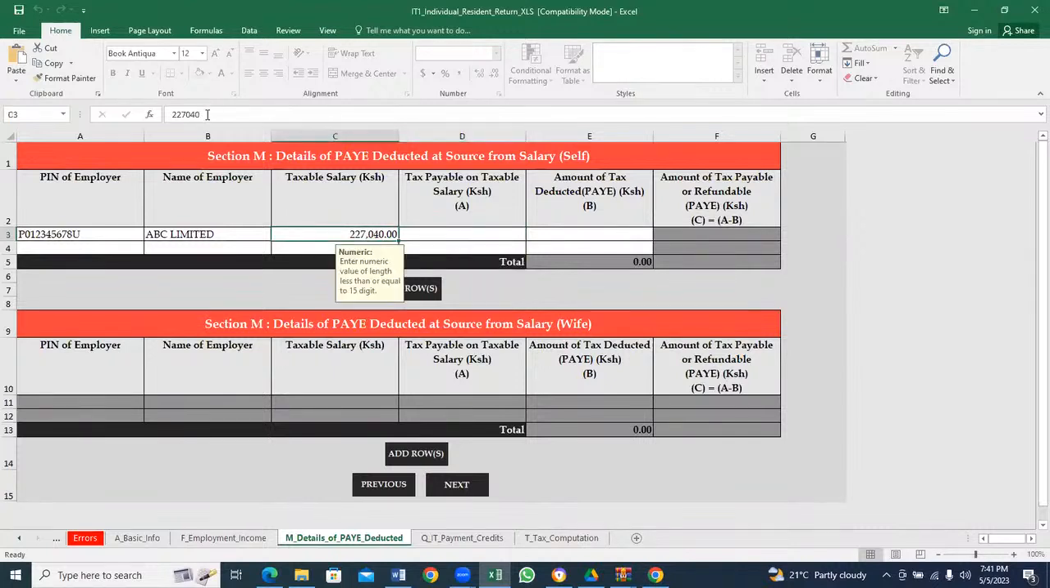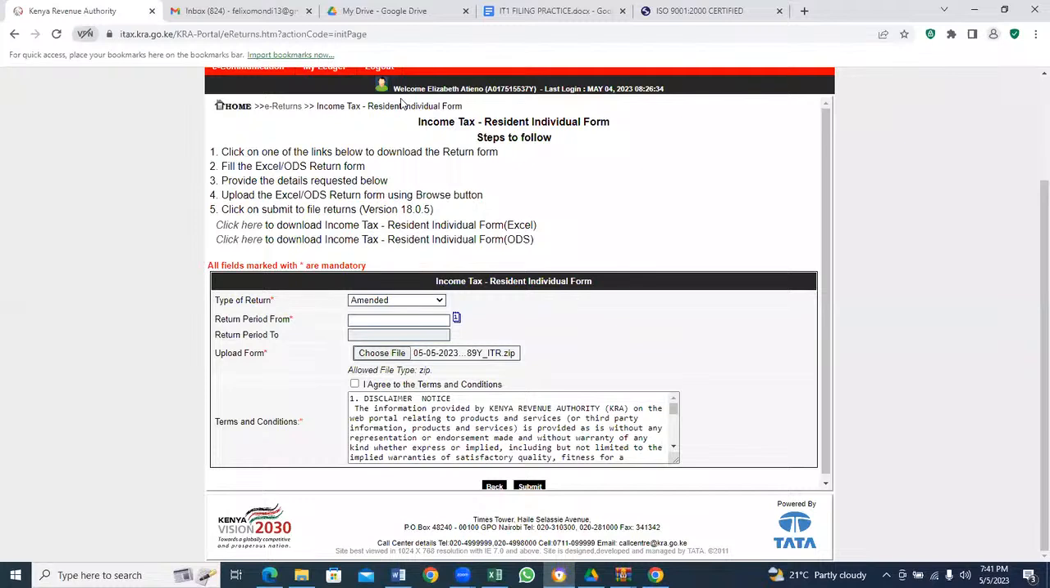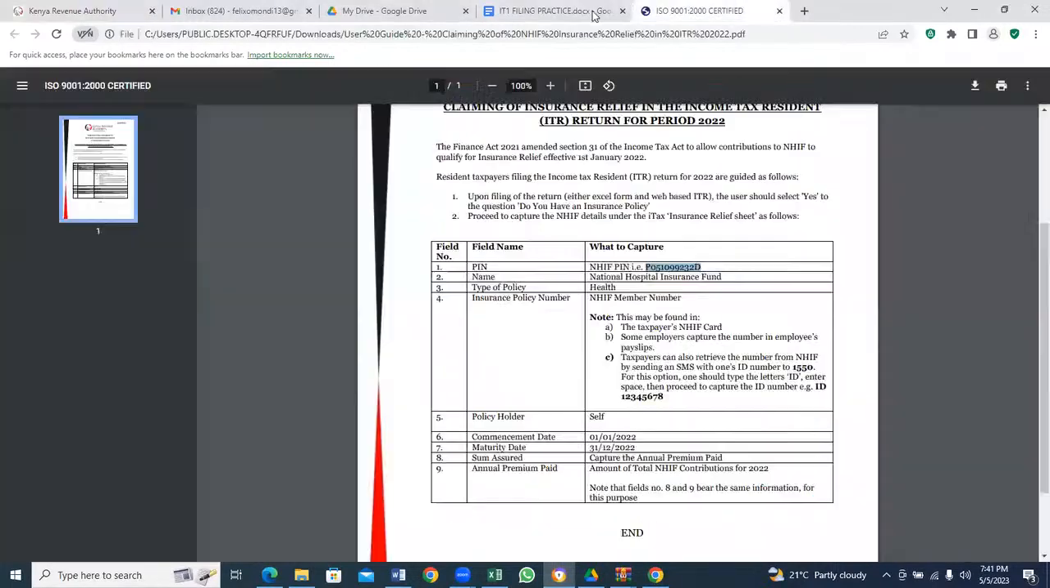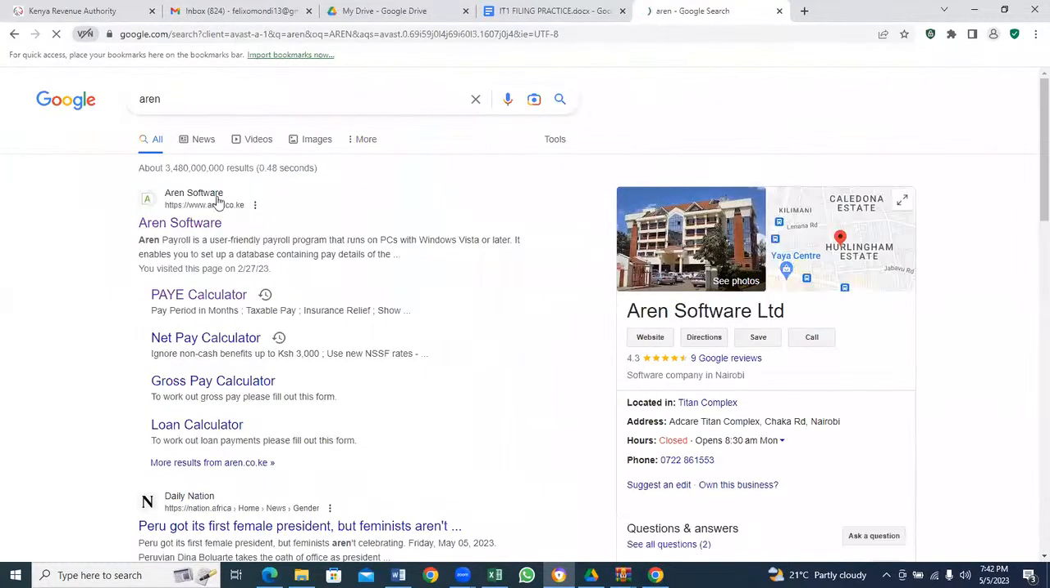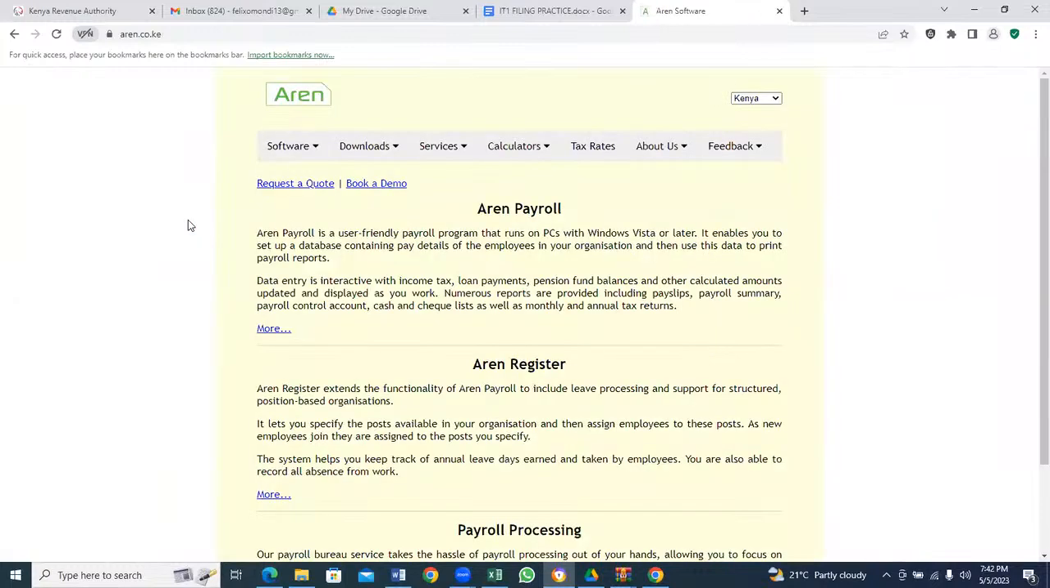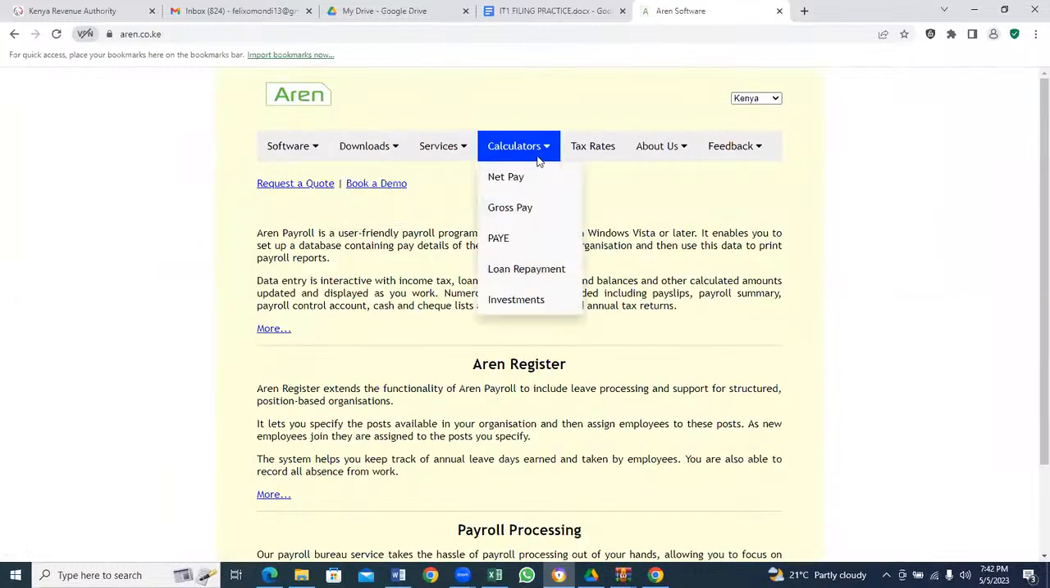Peleka hii RN chap badala ya kuchapa manually na tax brackets. Uliza RN akuambie hii, atakwambia haraka sana bila delay. RN is a very good tool. RN applies the brackets for you. Ikishafungua, just go to calculators. It depends on what you want to calculate.